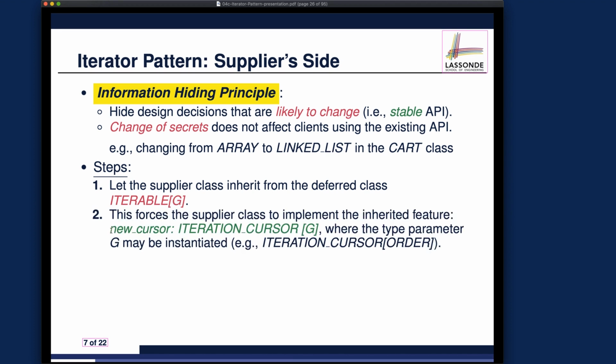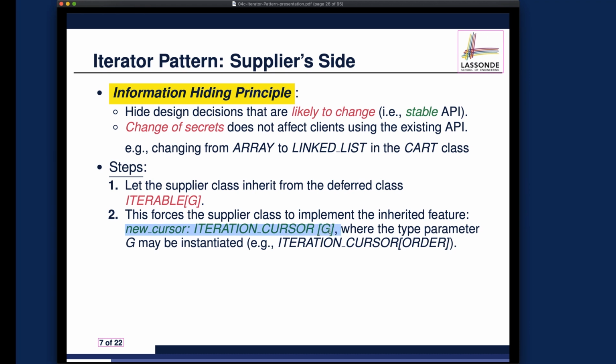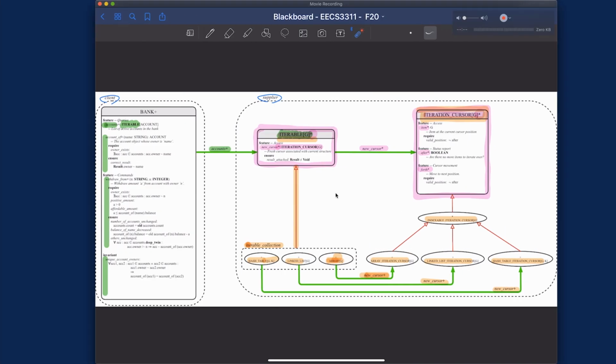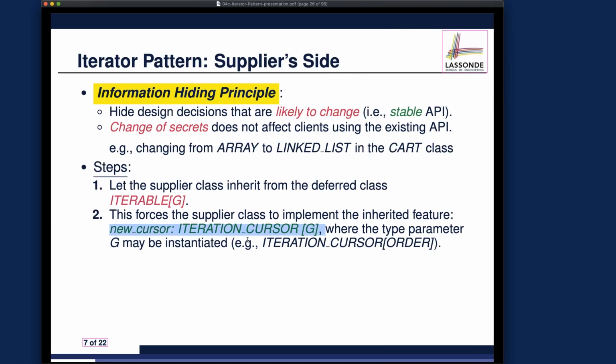As soon as you inherit from iterable, you will have to implement this particular new_cursor feature. Remember in the architectural diagram, you have to implement this new_cursor that's deferred. So whatever class you inherit from iterable, you have to implement the new_cursor query. So how can we implement that?